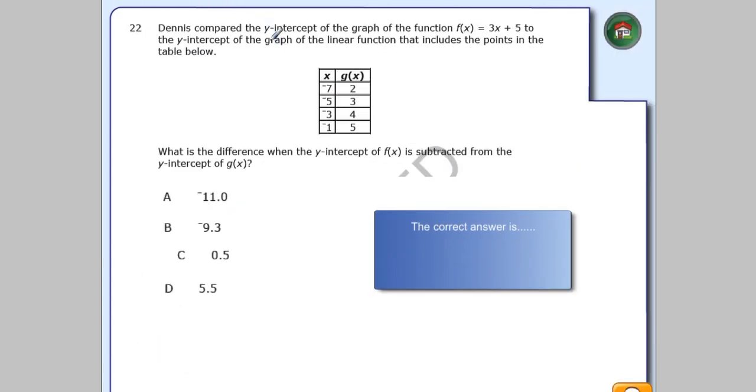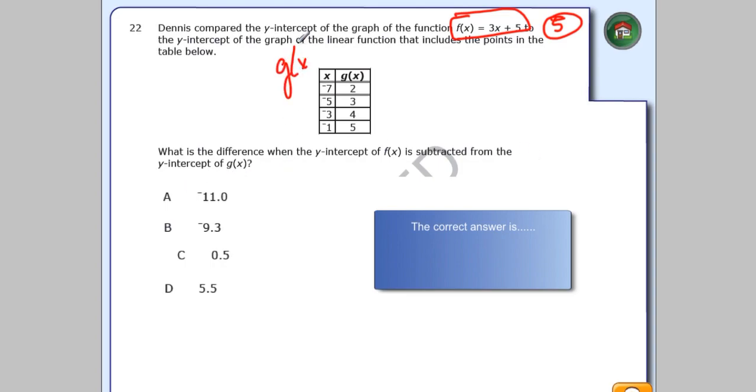22, Dennis compared the y-intercept of the graph y equals f of x equals 3x plus 5 to the y-intercept of the graph of a linear function that includes the points below. What is the difference between the y-intercepts? The y-intercept of f of x is 5 because it's in that form, so it's the last number. What is the difference when f of x's y-intercept is subtracted from the y-intercept of g of x?